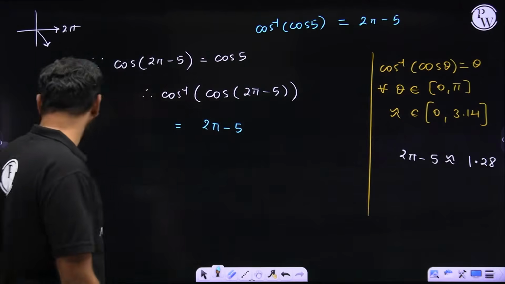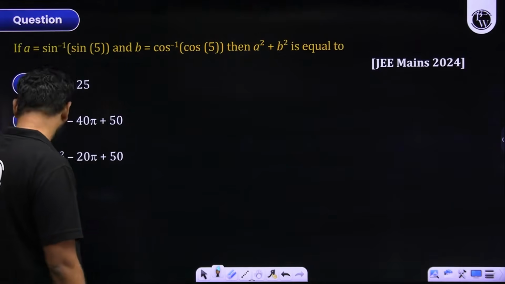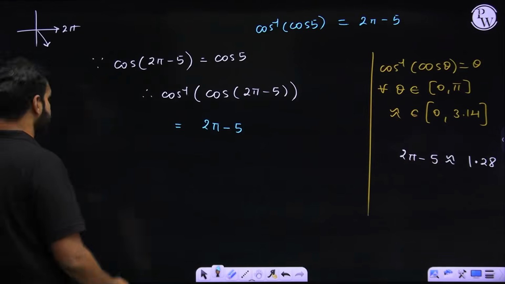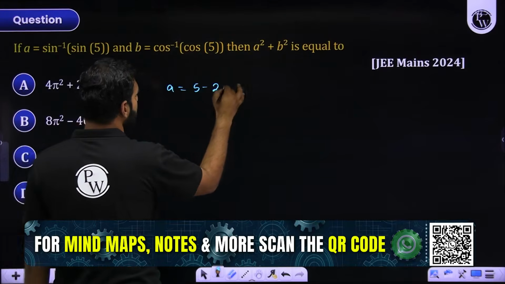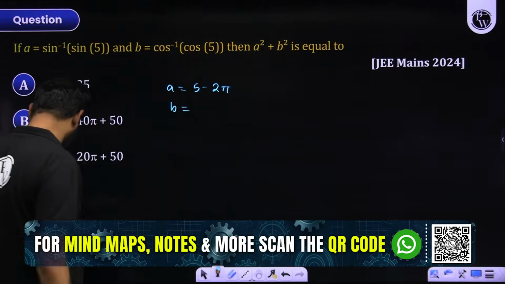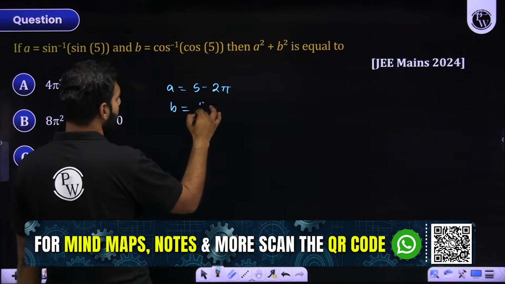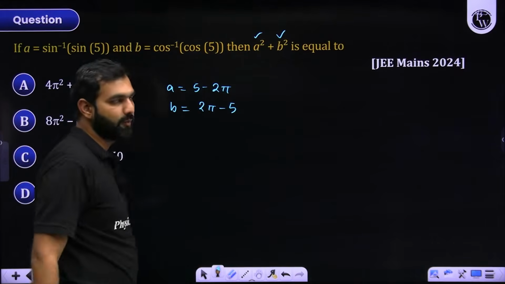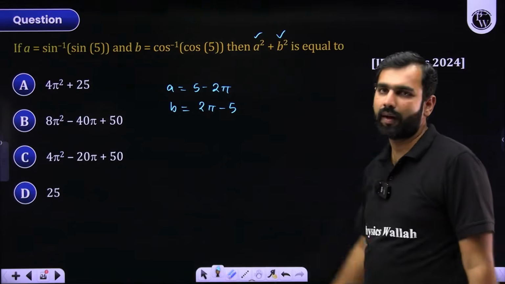So I think I have received the values here. I know the value of A and I know the value of B. So what is A here? A was 5 minus 2 pi. And what was B, students? B was 2 pi minus 5. I think if I know A and B, I can find the sum of A square and B square. That is something easy, which you all can also do and mark the correct option.